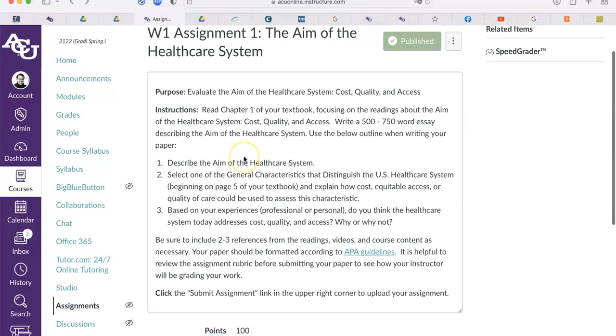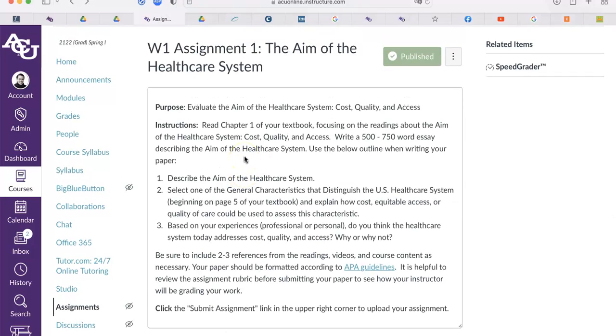Now we have here the instructions: use the below outline when writing your paper. All right, well, that's a very clear instruction. Go ahead and use that. So let's do that.